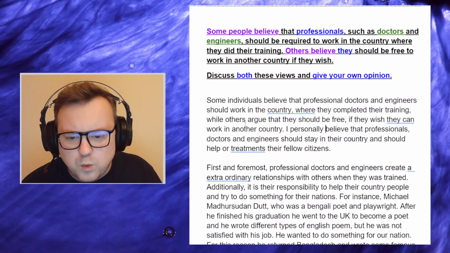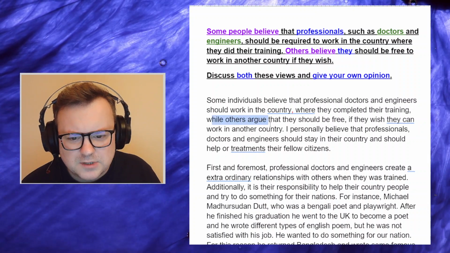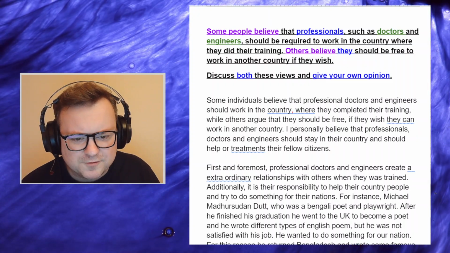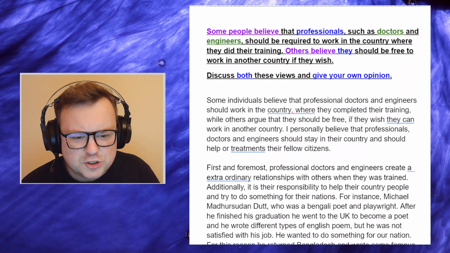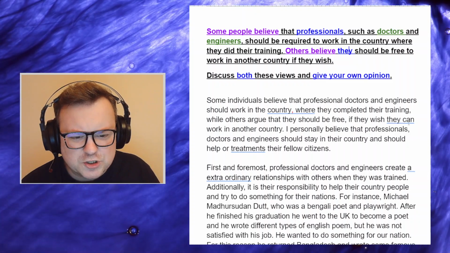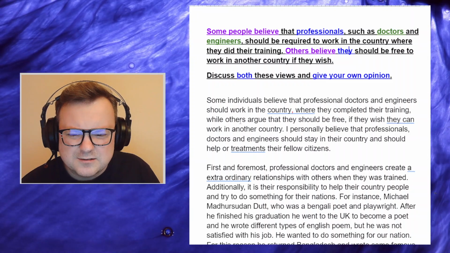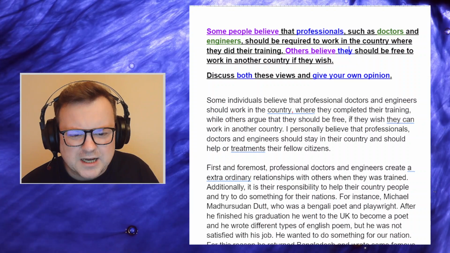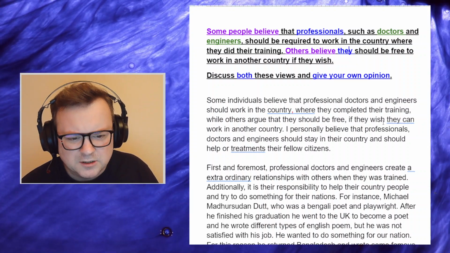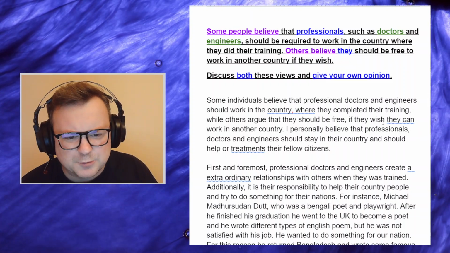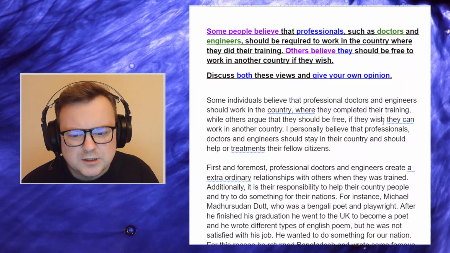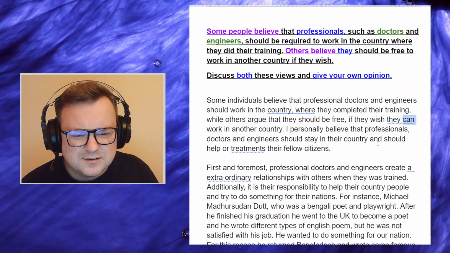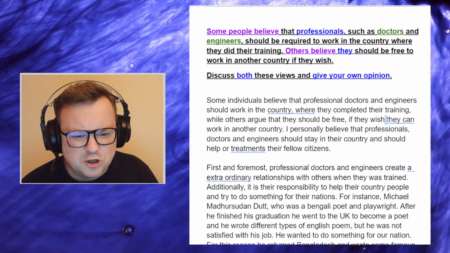Okay, we get "while others argue, instead of others believe, that they should be free, if they wish they can work in the..." So this is poorly linked. They should be free, and if they wish, comma, they can work, or they should be able to work, or they should be allowed to work in a different country. So I don't know about this "can." And they certainly need a comma here.